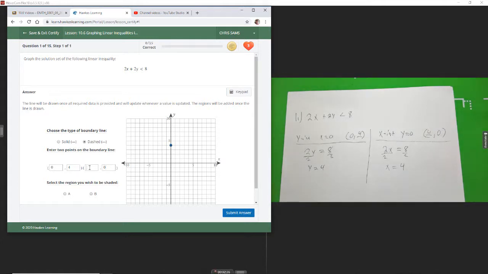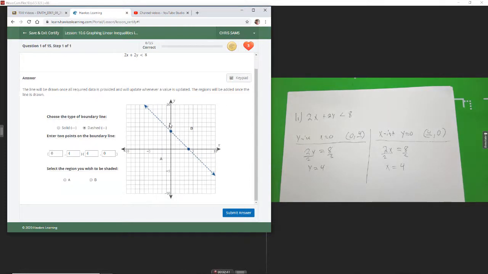So once I enter this 4 here, it should graph that dotted line. So here's that dotted line. We have region A, we have region B. So in order to figure out which one we shade, we have to pick a test point, a point that's on either the B side or the A side. Normally 0, 0. We will use that point unless the line goes directly through that point, then we have to use something else. But usually it's going to be on one side or the other.